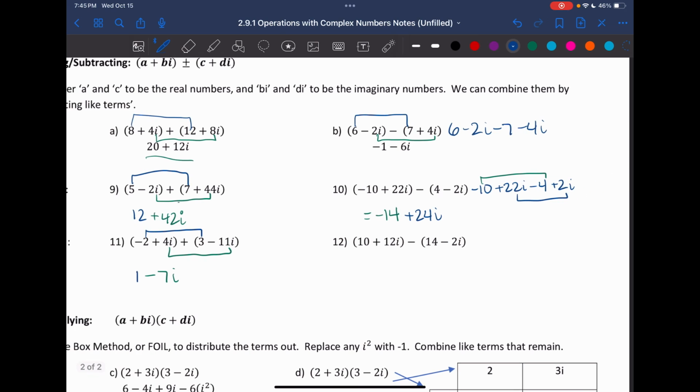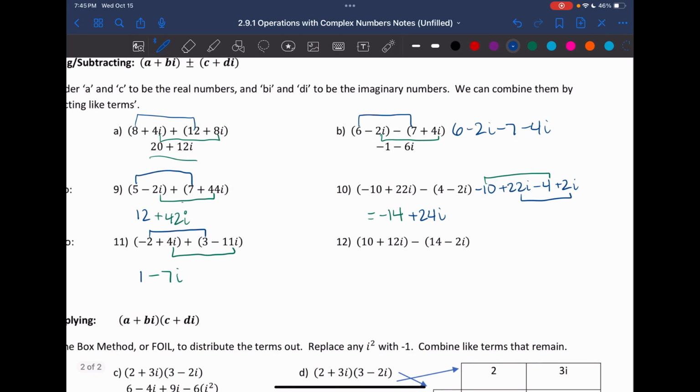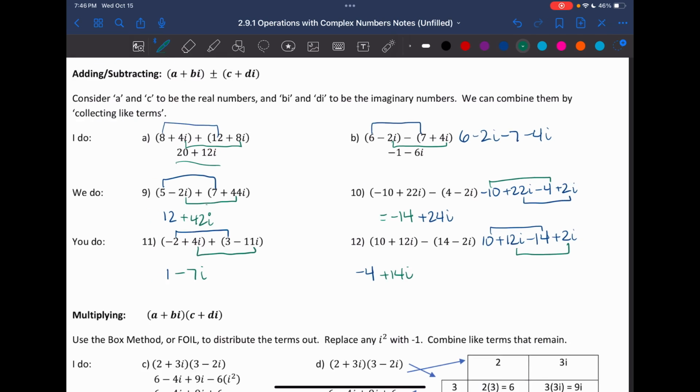For number 12, again, you are welcome to rewrite it or just think of it as subtraction. But we have 10 plus 12i minus 14 plus 2i. So go ahead and combine. 10 and negative 14 make negative 4. 12i plus 2i, 14i. So that's adding and subtracting.